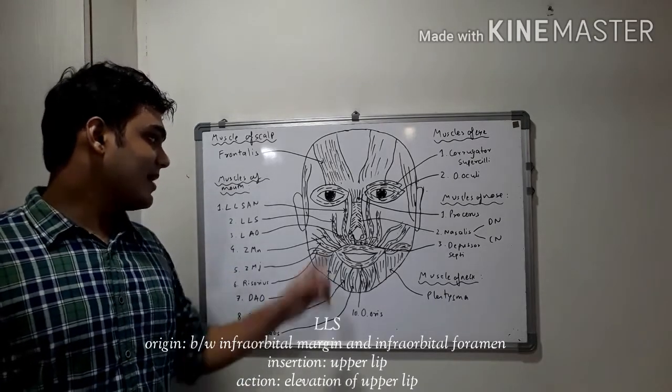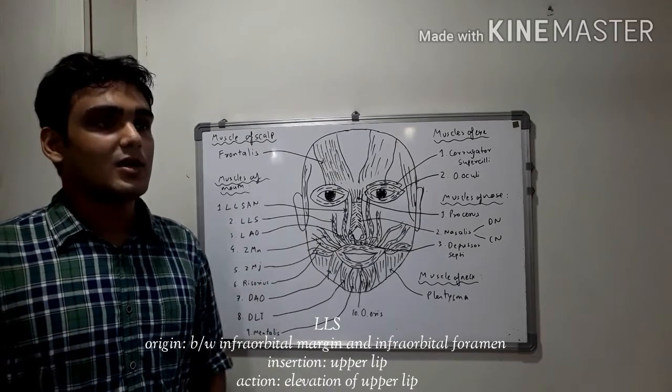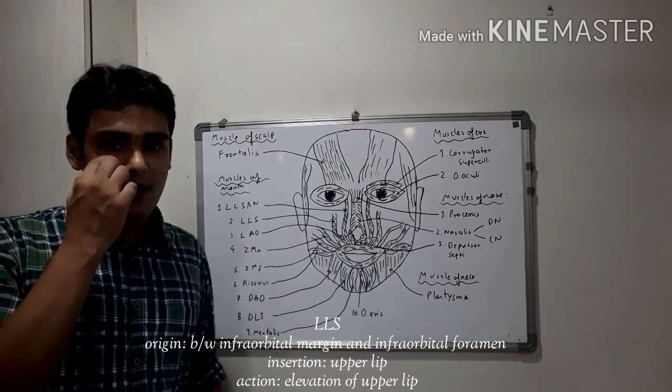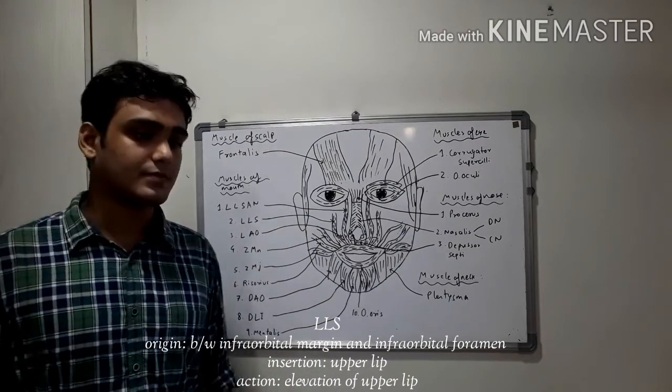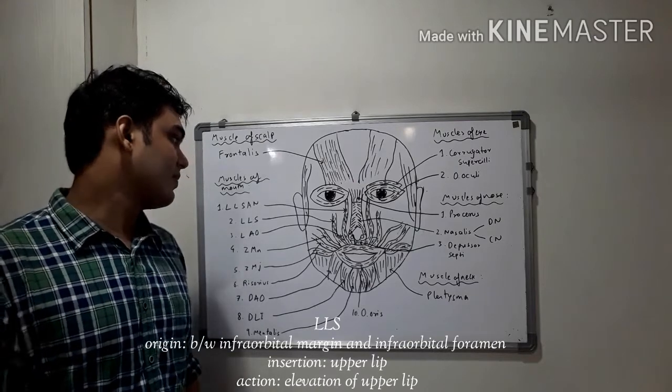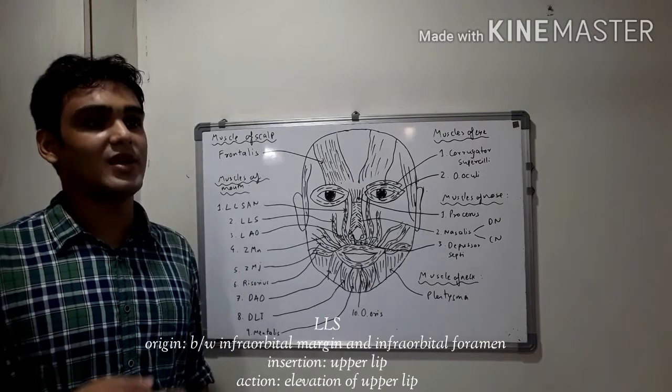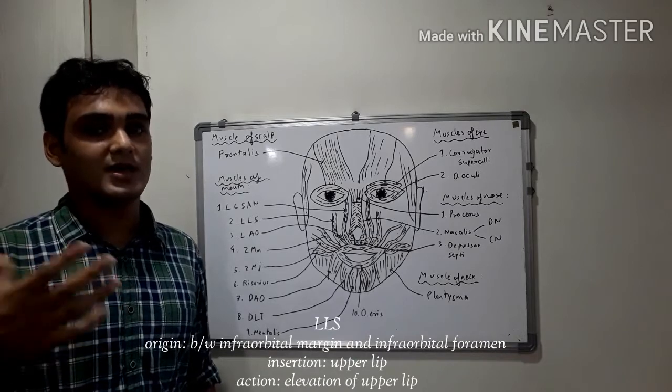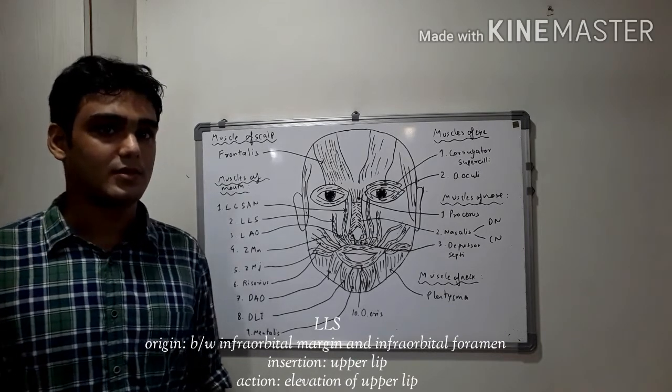Then we have the levator labii superioris. So it originates between the infraorbital margin and the infraorbital foramen, and is inserted in the upper lip. And the action is there in the name itself, levator labii superioris. It does the action of elevating the upper lip.